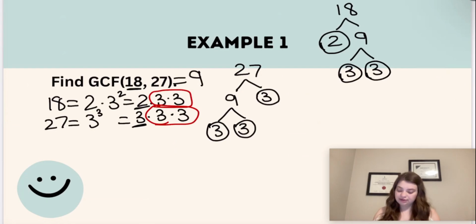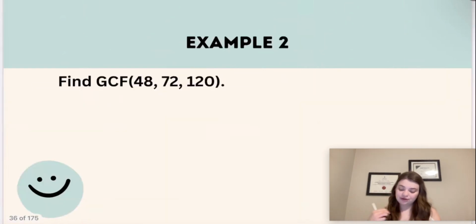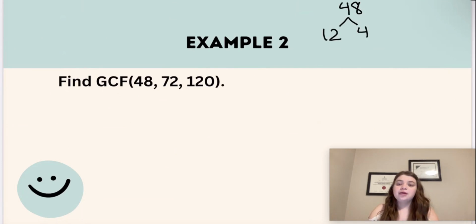Now I'll do another example, but this time we want to find the greatest common factor of all three of these numbers. And some of the numbers, like 120 especially, are a bit larger, so writing out all the factors may take us a while. So let's start with 48. What times what is 48? Well, one answer is 12 times 4 is 48, but again, you can start with something different and your prime factors at the end will still be the same.